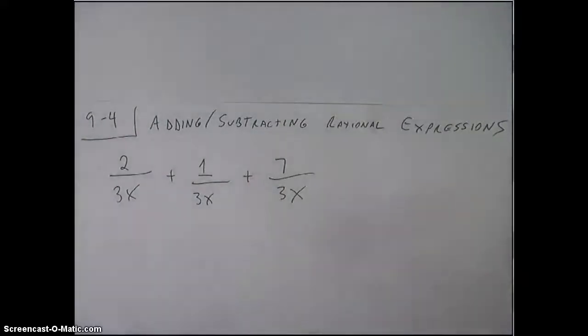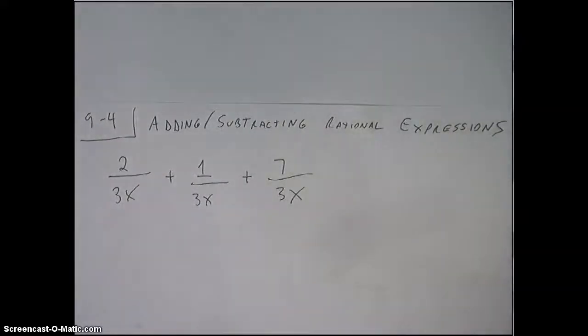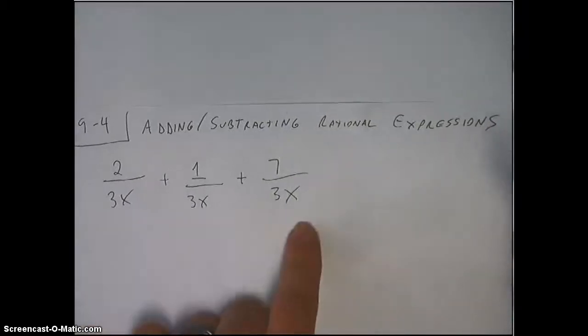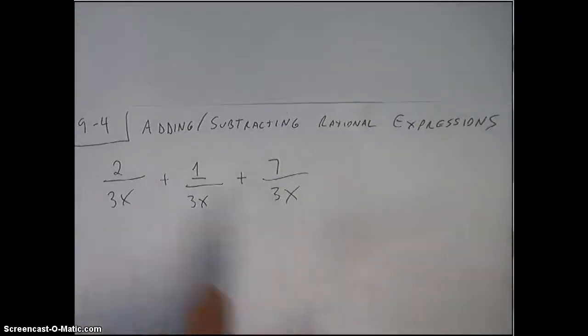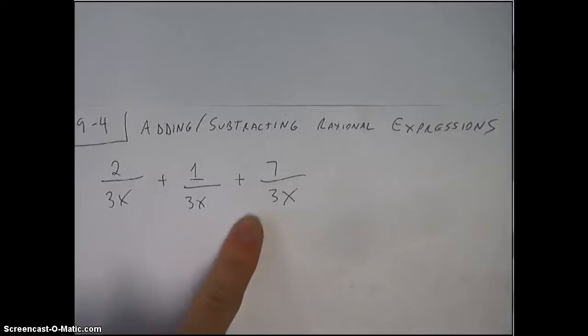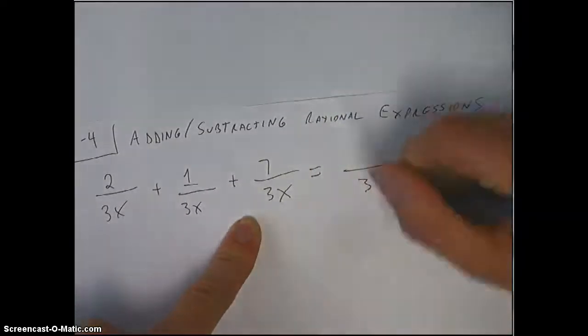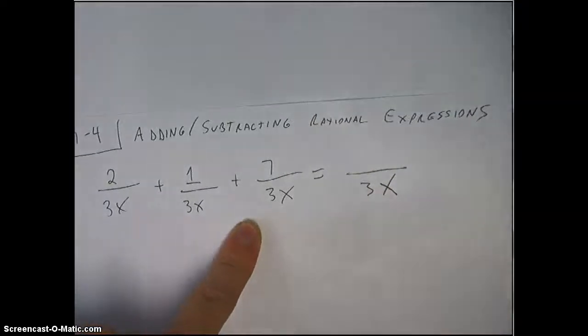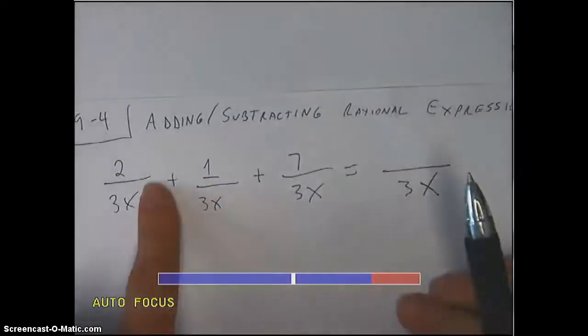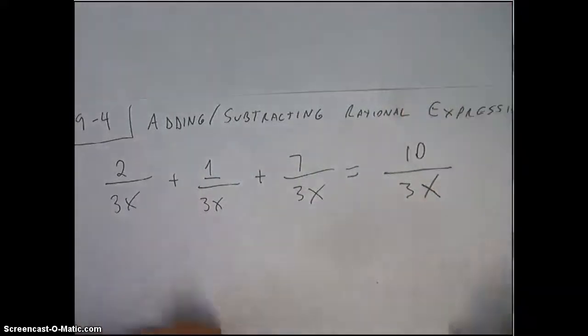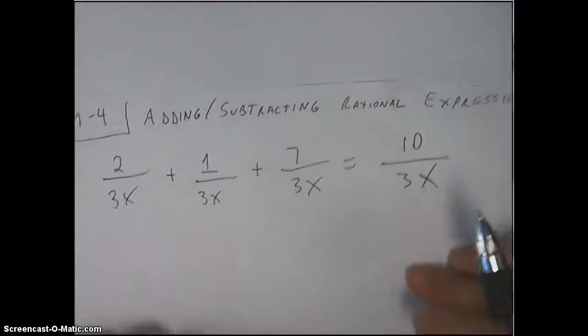So, what you need to remember when you are adding and subtracting fractions is that you must have the same denominator in every single fraction you are trying to add or subtract. In this case, the common denominator is a 3x, so we can go ahead and put this on the same fraction here with the denominator of a 3x, and we just say 2 plus 1 plus 7 is 10. So when you combine those, you end up with 10 over 3x. Let me show you something else then.